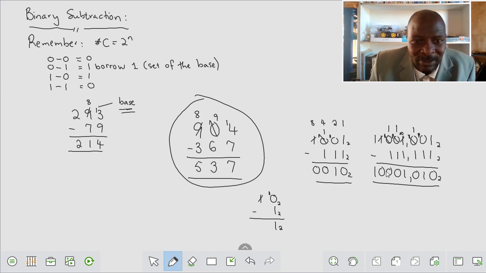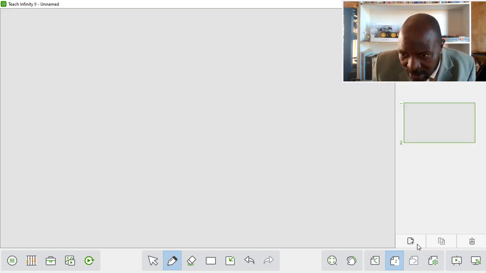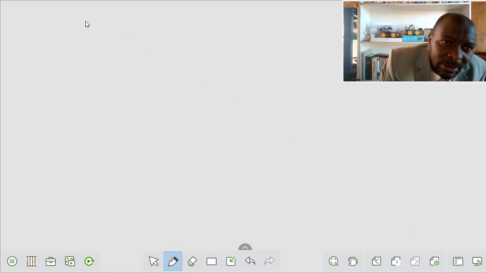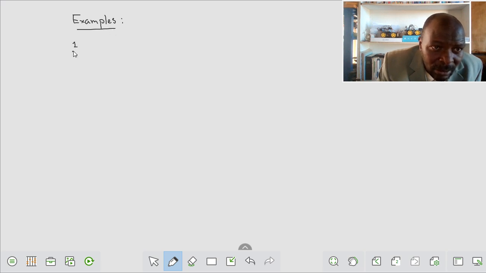I hope we can now do a few examples with our binary subtraction. Let me start a new page and say, all right, a few examples. I've already done a couple, but just to make this stick, let's do examples 1, 2, 3, 4, 5. Okay, the first example, I'll make it simple.